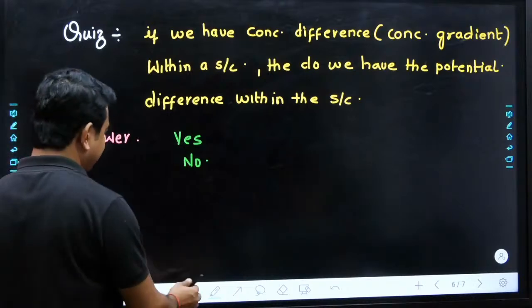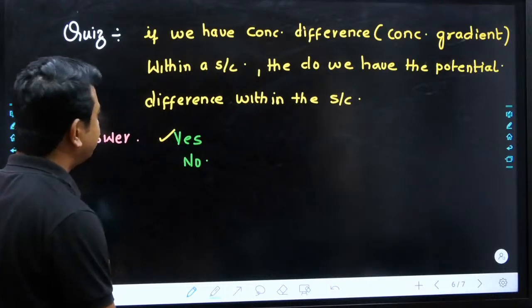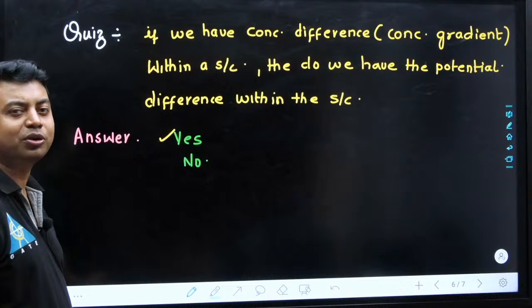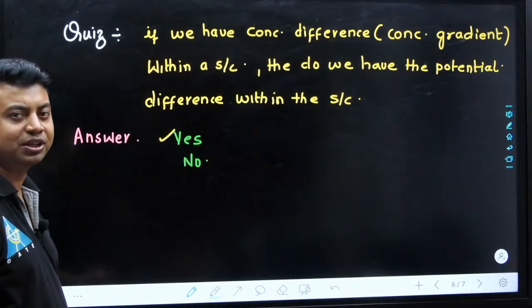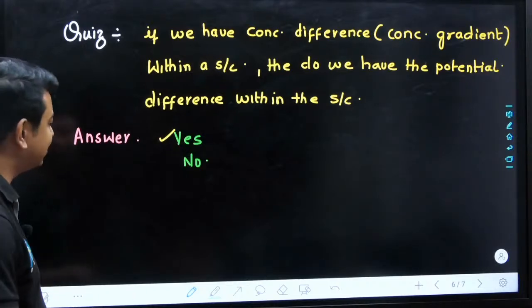Yes, this is the main point we are having. So we are having a potential difference within the semiconductor. Whenever we are thinking about the concentration difference within a semiconductor, due to the change in concentration, there exists another current which is known as drift current also.